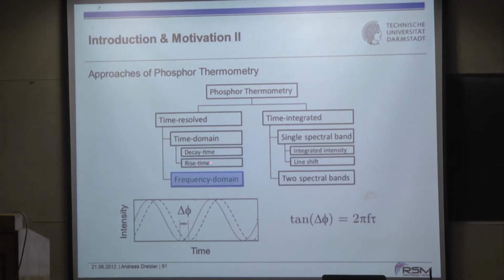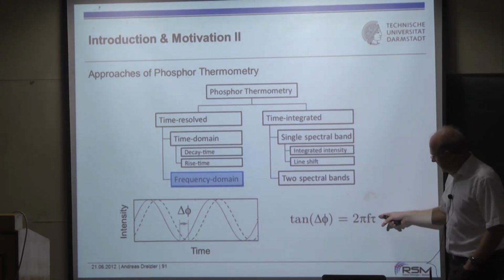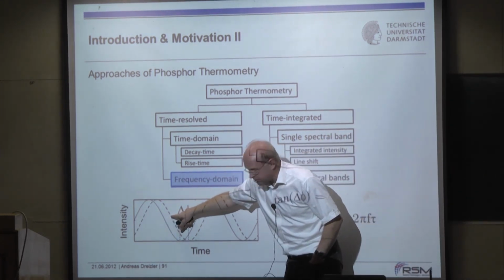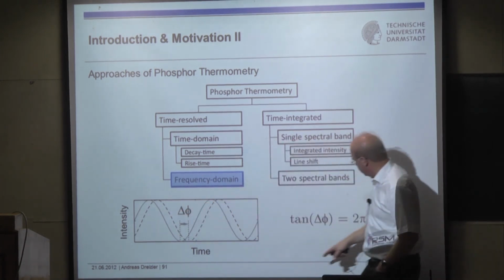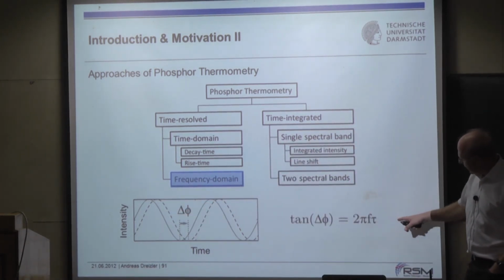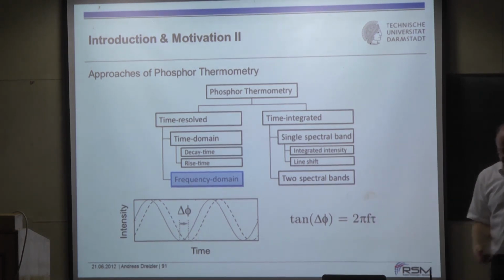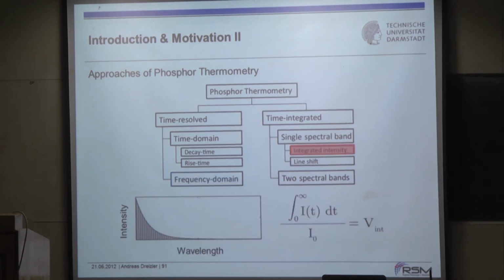You can use it in the frequency domain. You can make an excitation which is not a pulse, but CW, but you modulate it, amplitude modulation. And because of the transfer function based on this decay, you can now determine the phase shift between the excitation and your phosphorescence, and this phase shift is as well directly connected to the decay time, and thereby is a function of temperature.